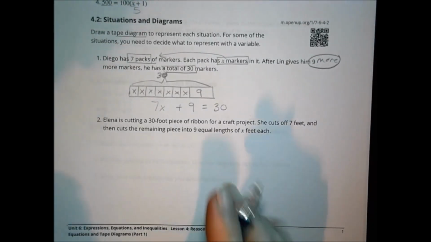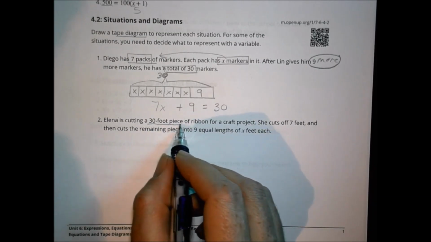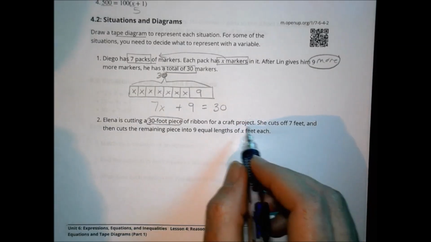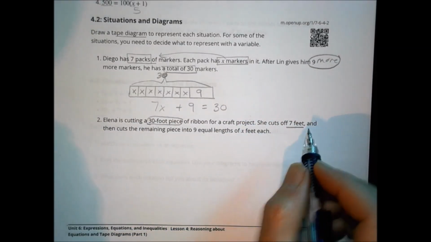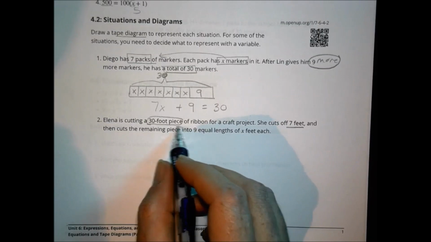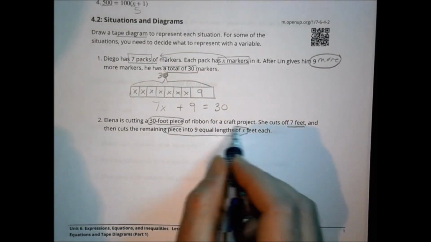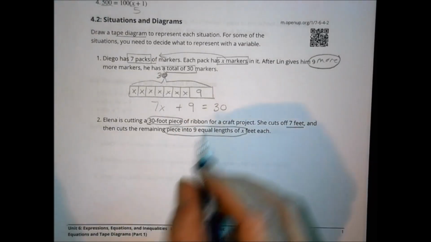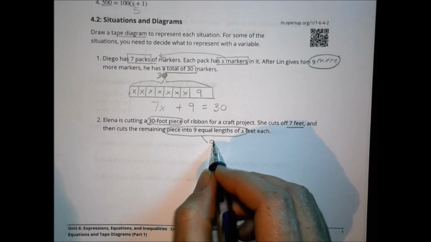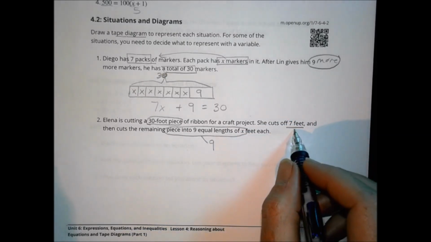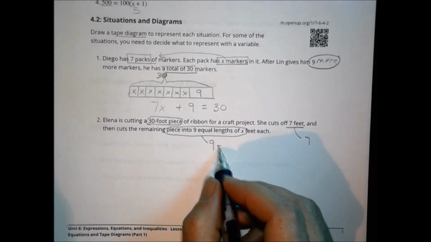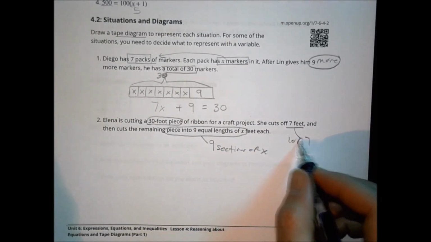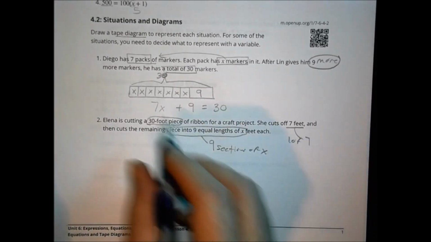The next one shows that Elena is cutting a 30-foot piece of ribbon, right? So we have a 30-foot piece of ribbon that she's going to be cutting, so we're chopping that up for a craft project. She cuts off 7 feet and then cuts the remaining piece into 9 equal lengths of x feet long. All right, so what do we know so far? We know we have 9 sections here, and we know that we also have a 7 section here, right? So 9 sections of x right there, and we have 1 section of 7, and our total is up here at 30.